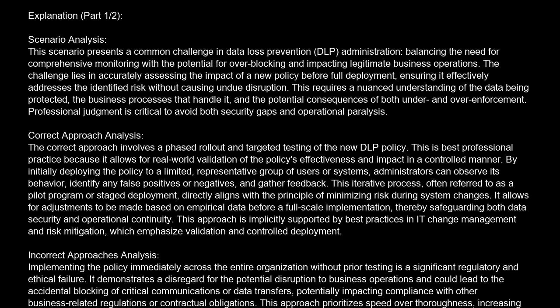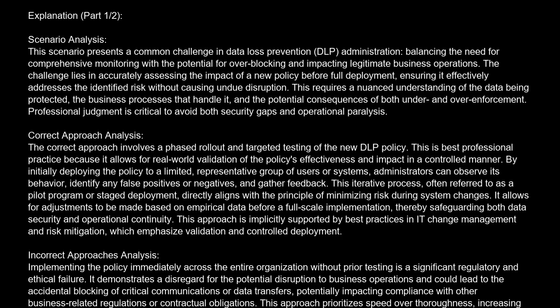By initially deploying the policy to a limited, representative group of users or systems, administrators can observe its behavior, identify any false positives or negatives, and gather feedback. This iterative process, often referred to as a pilot program or staged deployment, directly aligns with the principle of minimizing risk during system changes. It allows for adjustments to be made based on empirical data before a full-scale implementation, thereby safeguarding both data security and operational continuity.